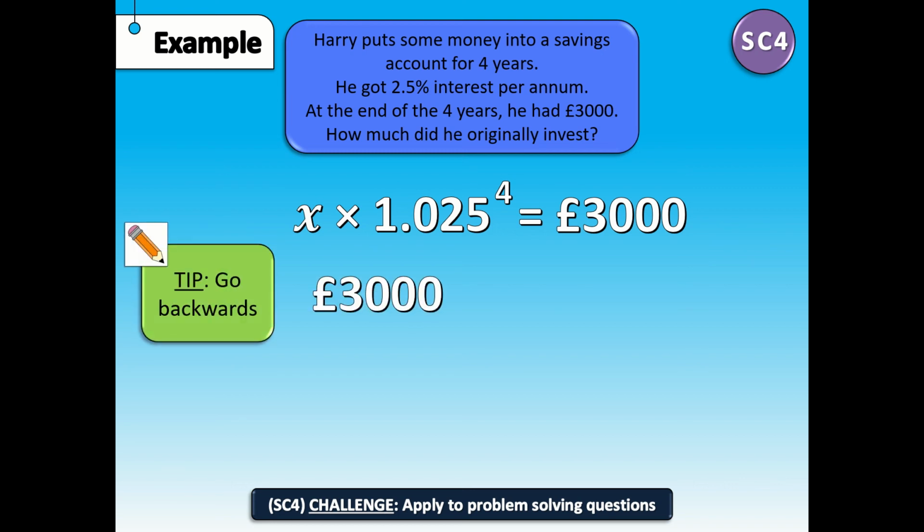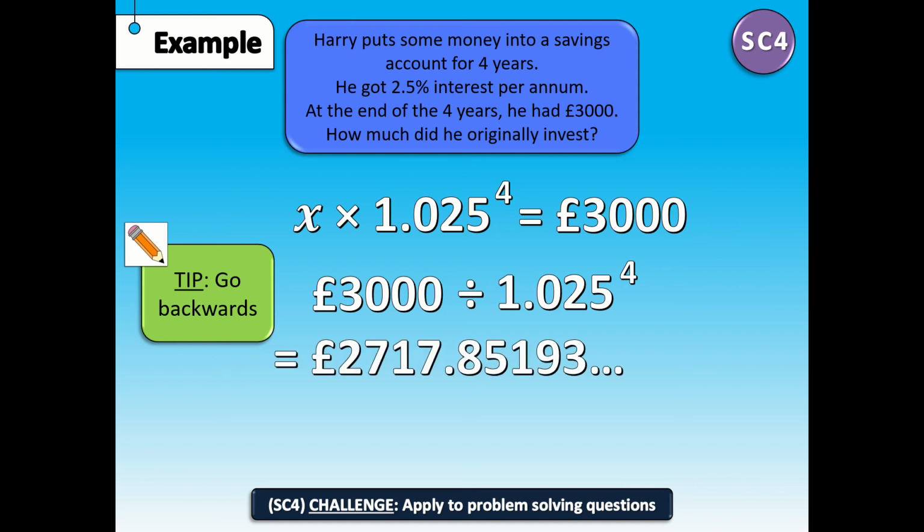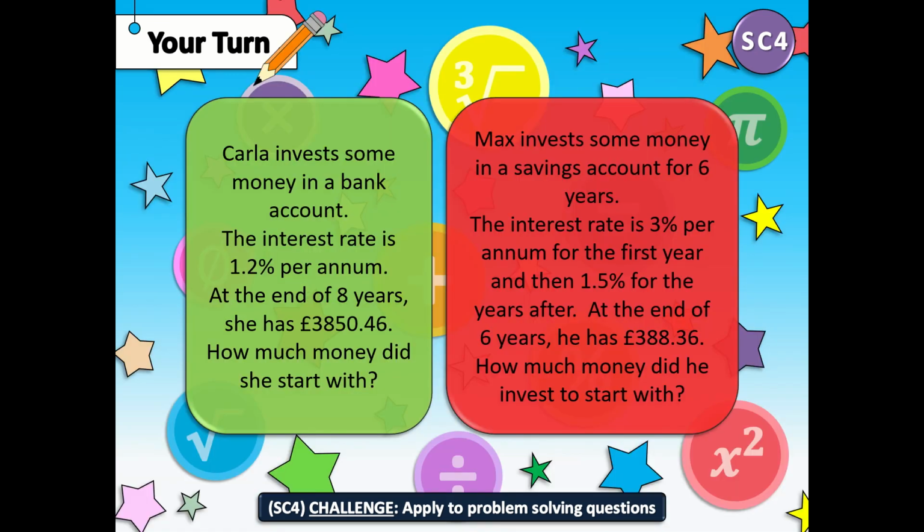So we do £3,000 divided by 1.025 to the power of 4. So our answer, and we need to round to the nearest pence, so the final answer is £2,717.85. Here are 2 questions for you to have a go at. Pause the video, and when you're ready to see what you should have done, press play.